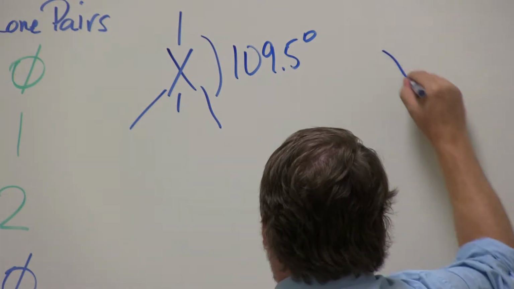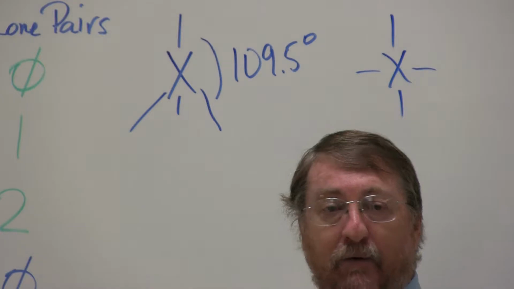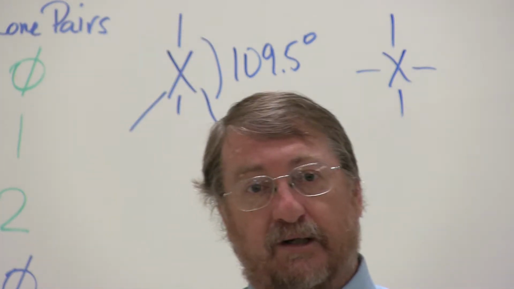Whereas if we draw it as a Lewis structure, it'll look like this. It looks like the bond angles are 90 degrees. They're not. They're 109.5 degrees, almost 20 degrees different, because it's spread out three-dimensionally.